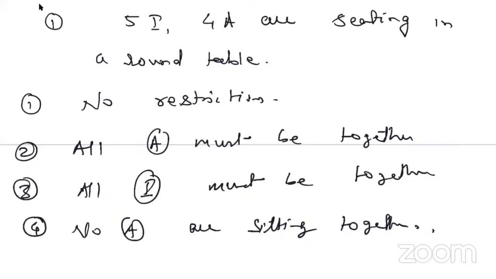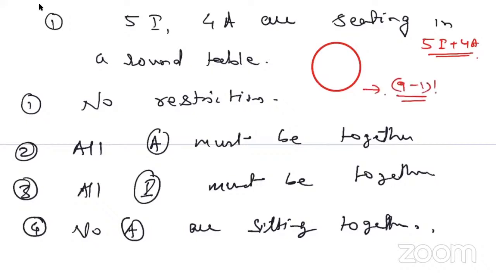We have to take care of the arrangement. Like in this, the circular arrangement, the condition is given like 5 Indians and 4 Australians, right? The total number of people is 9. They have to sit in a circle, and there aren't any restrictions. So we know that 9 minus 1, 8 factorial, will be the answer for the first one, right? For the second one, all Australians must be together, right? So these 4 must be together, right?